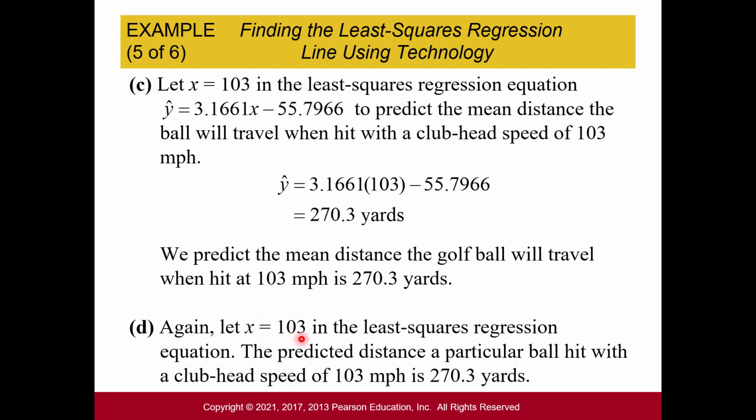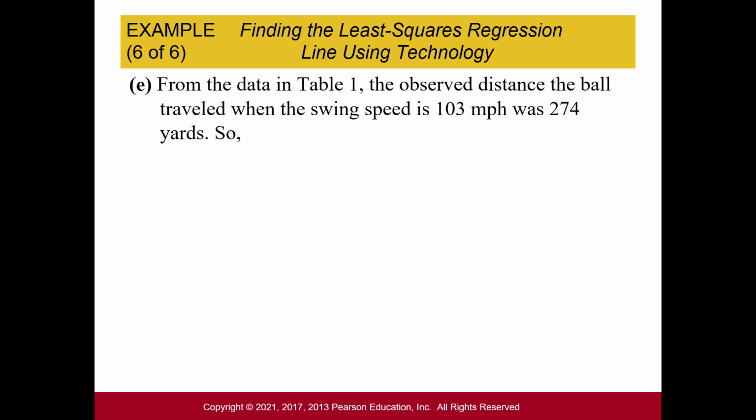Then for part D, our computation is the same thing. We plug in 103 and we're going to get 270.3 as our output. It's just the interpretation that's different. So for the mean distance, that's kind of generalizing it. It's saying any golf ball that's hit at 103 miles per hour should travel 270.3 yards, whereas the interpretation for part D says a particular ball hit with that speed will travel that distance.